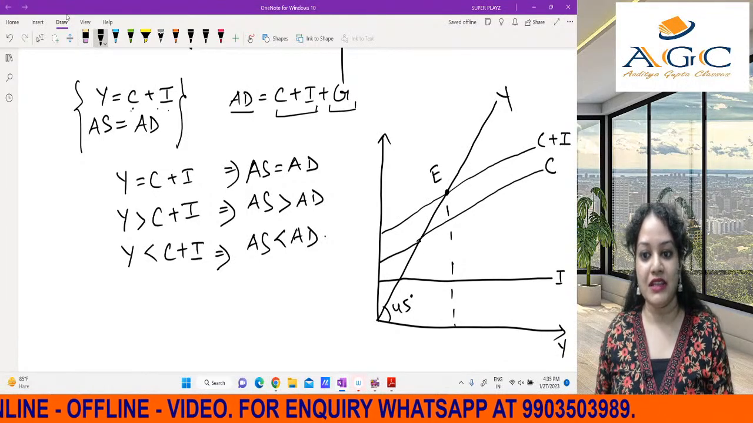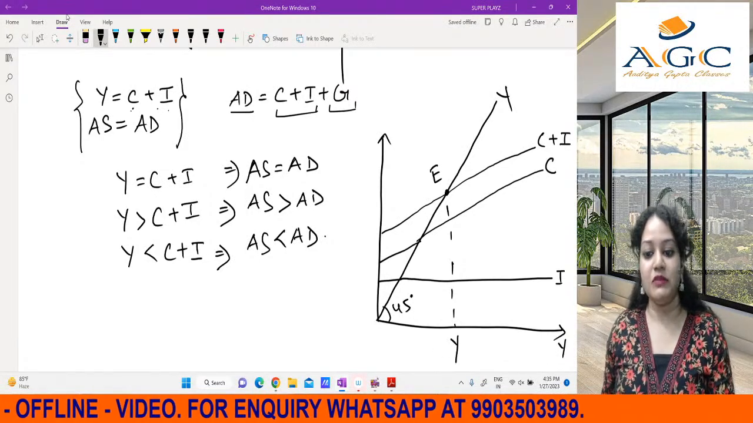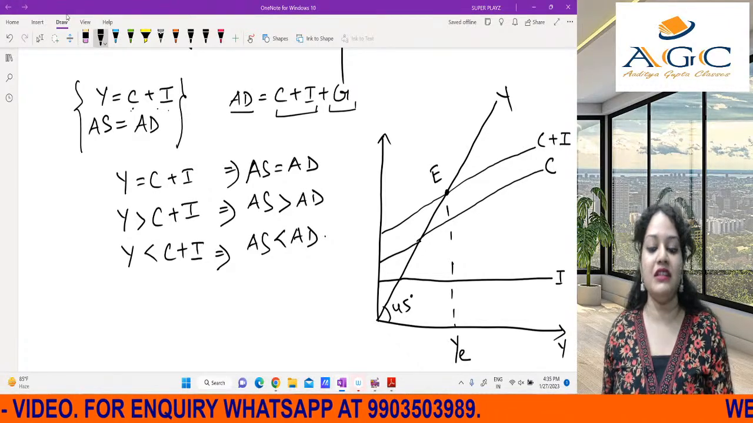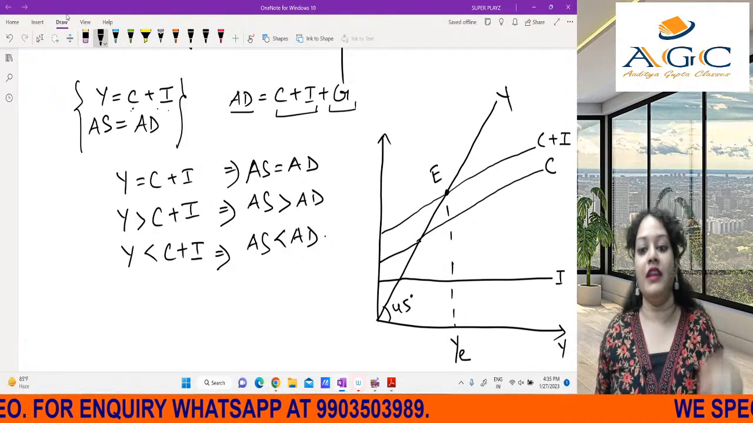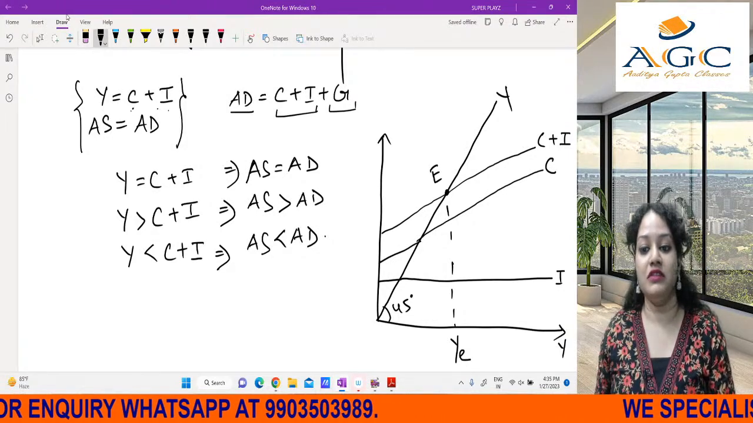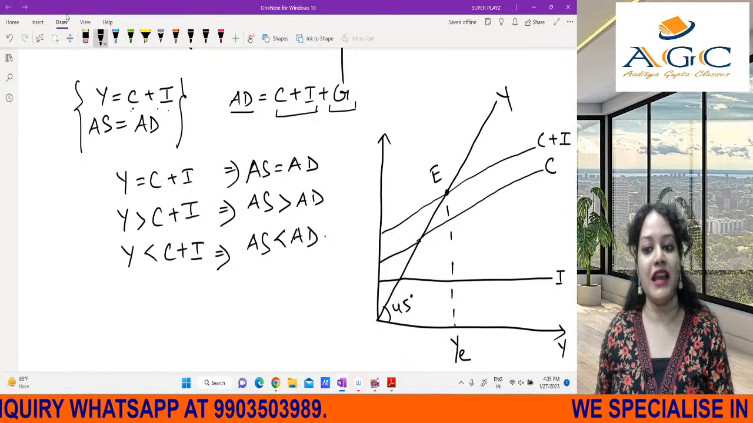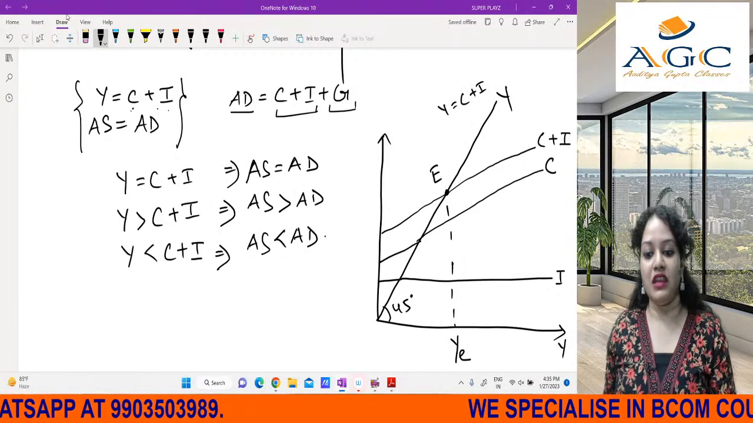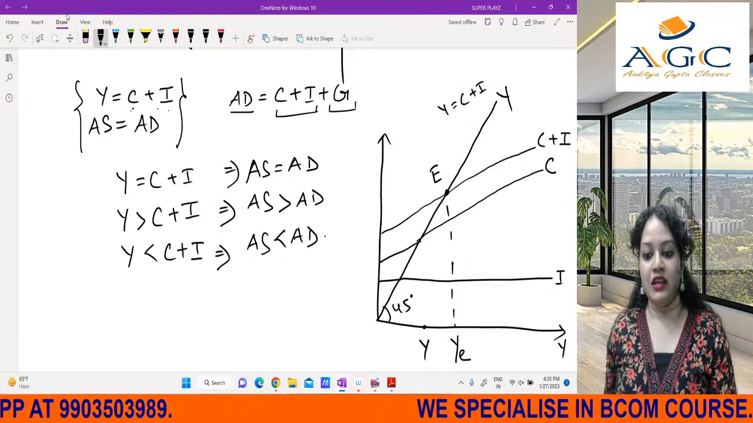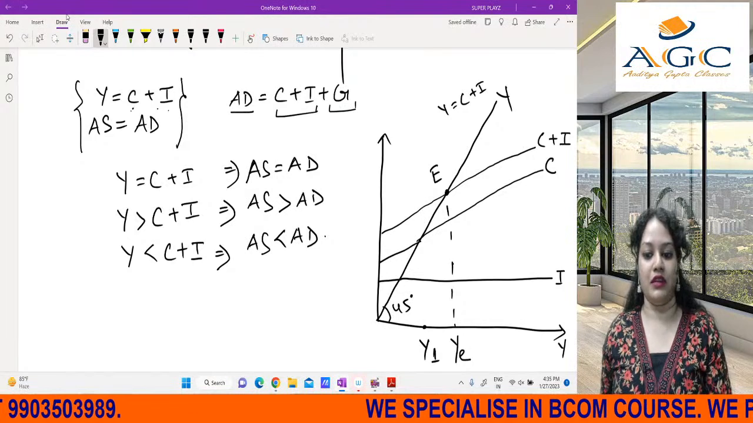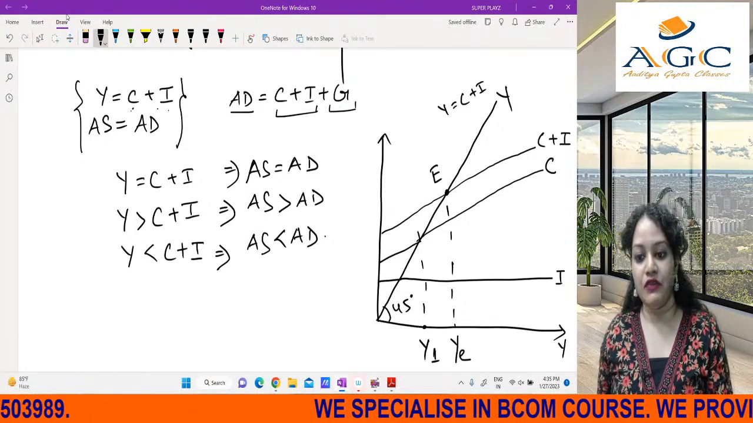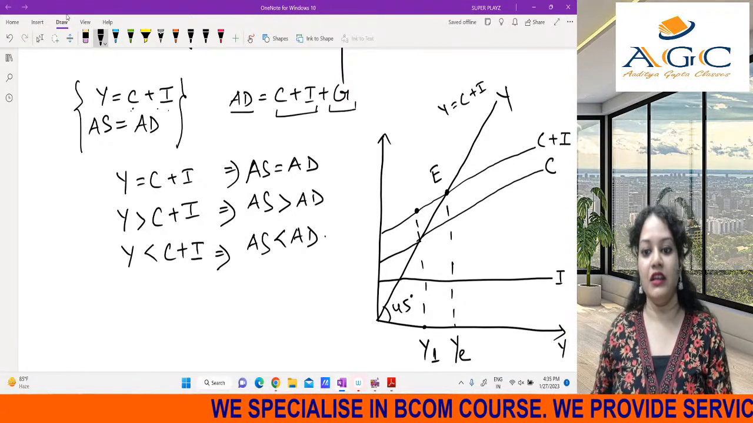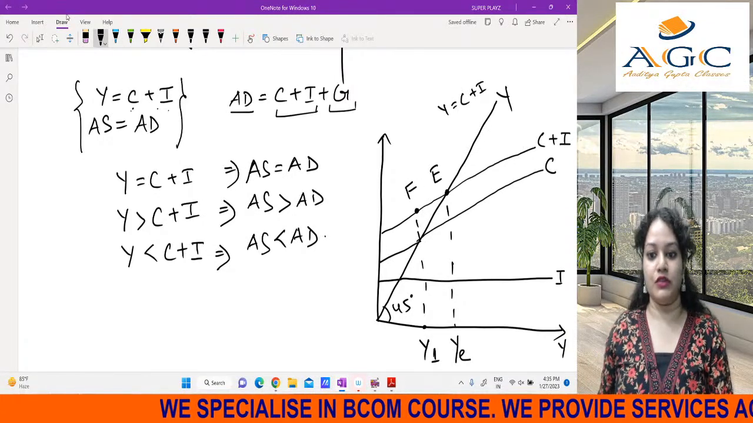So we can name this as E, and just because this is our income line, we can say that YE is our equilibrium level of income. Now what is happening here? The condition is meeting each other and it is satisfying the condition that y is equal to c plus I. Now if in case your income is y1, then what happens? If your income is y1, then it is touching this point, right? We are naming this as F suppose.